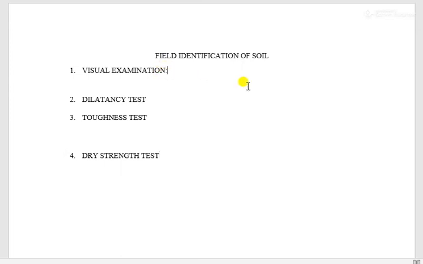Now, visual examination is nothing but identifying the soil by seeing the soil sample or soil material. If the soil sample has most of its parts with coarse or big size particles, then obviously the soil may be classified as coarse grained soil or sandy soil. And if the soil contains fine grained or smaller particles, then obviously the soil may be classified as fine grained soil or clay soil.